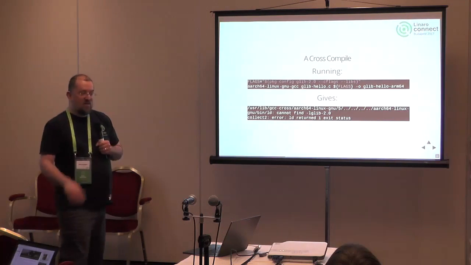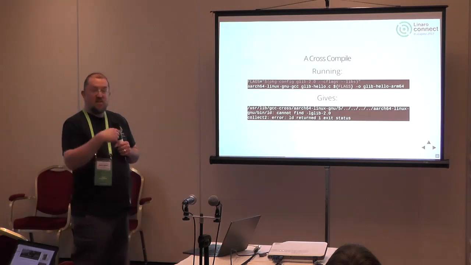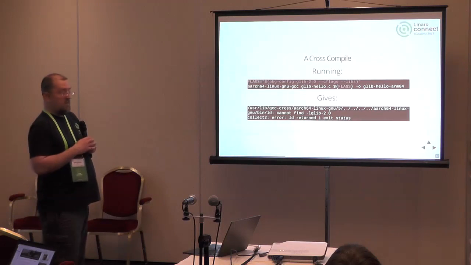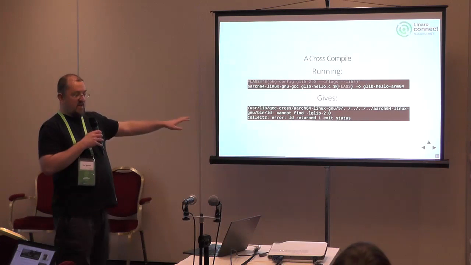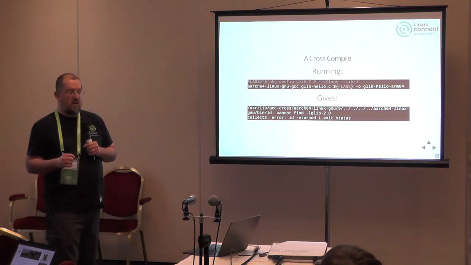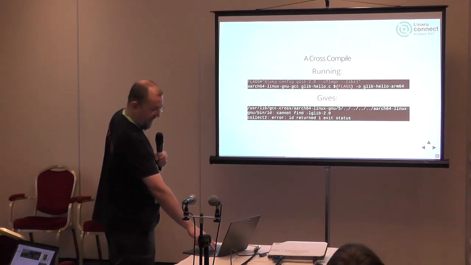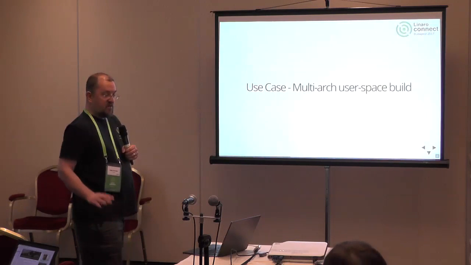However, we can't simply call our cross-compiler with the same set of flags. We manage the first stage of the build, but when we get to the link stage, it fails to link against the library. So to do this properly, we need to have multi-arch set up on our system. So let's look at how you do that.